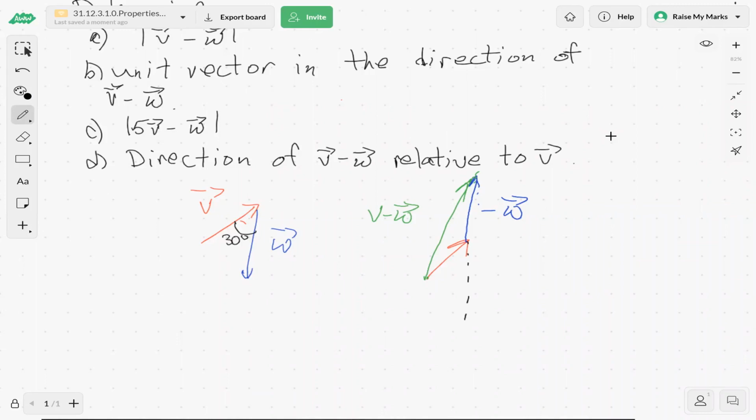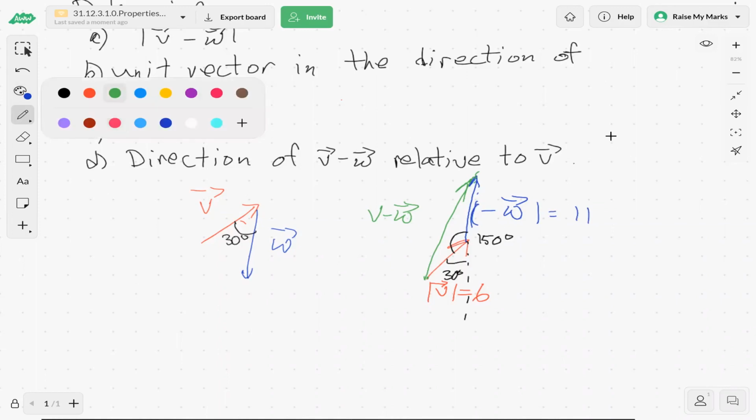So if we were to extend negative w backwards, this is our angle 30. That means this angle right here is 150 degrees. Okay, all right, so let's finish labeling things off. So we have this triangle. So magnitude of v, I believe, was 6. Magnitude of w was 11, so magnitude of negative w is also 11, and we're looking for magnitude of v minus w. Again, what do we use? We use the cosine law.